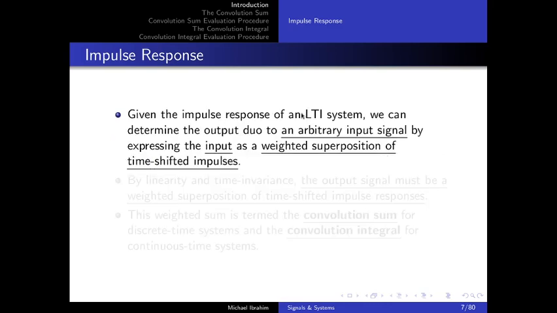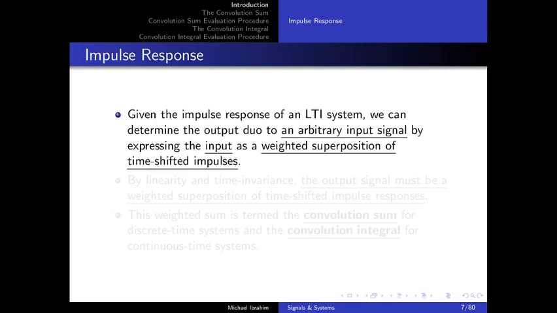Given the impulse response of an LTI system, we can determine the output due to an arbitrary input signal. How's that? By expressing the input signal as a weighted superposition of time-shifted impulses. This statement is kind of confusing. We will discuss it in details in a few minutes from now.